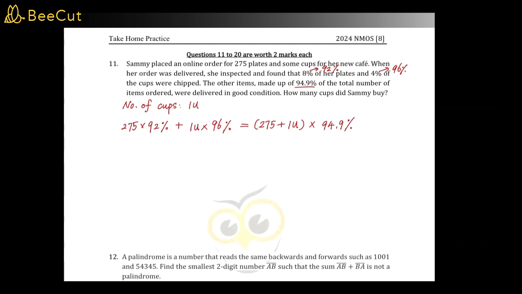Now let's just do the calculations. So first we can cancel out the percentage sign. Now we have 275 times 92, then plus 96 units. Right, this equals 275 times 94.9 plus 94.9 units. So we find the difference, 96U minus 94.9U.